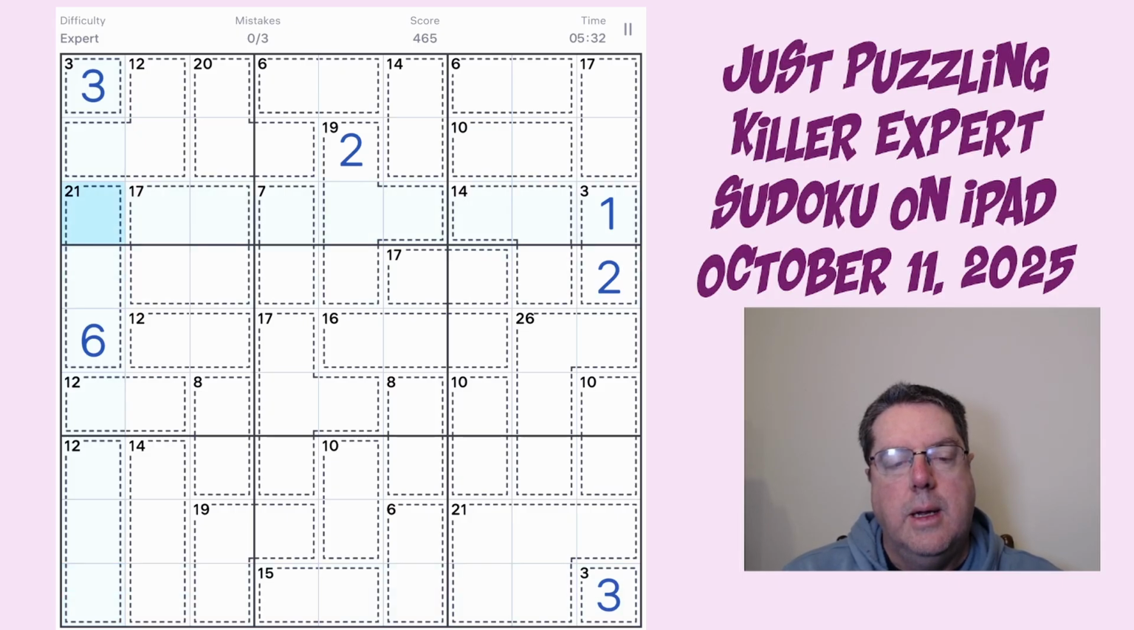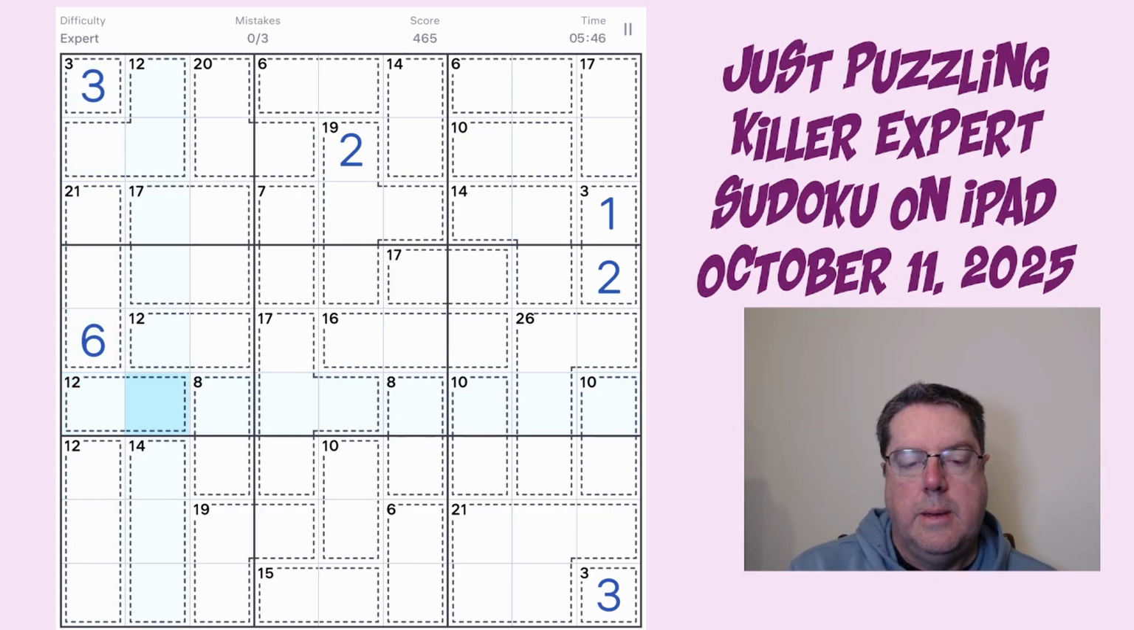8, 7 here. So this is going to be a 4 or a 5. 4 and 5 here. So 5 and 7, 4 and 8. 26, that's 19. 2, 14, 21. So 8 and 9 here, 8 and 9 here. 3 and 7, 3.